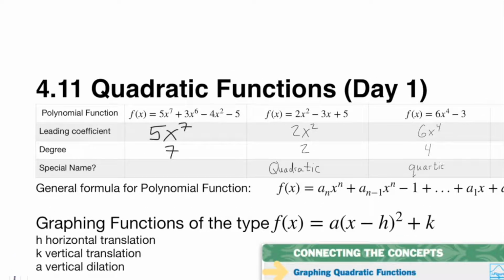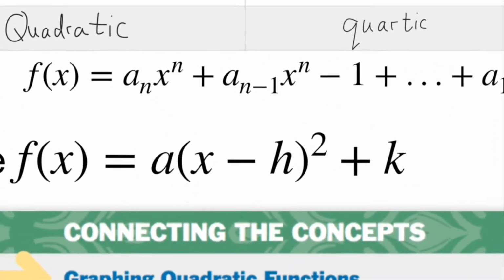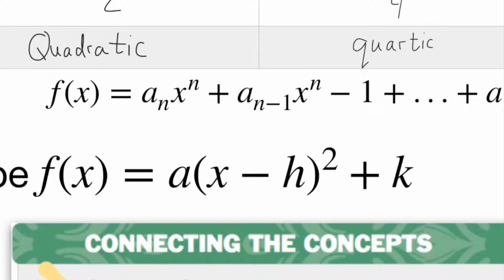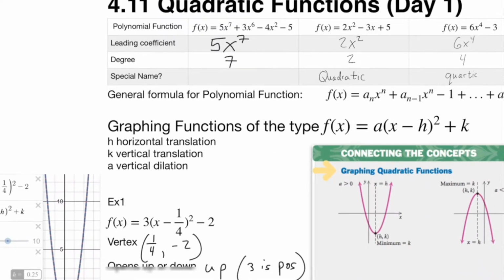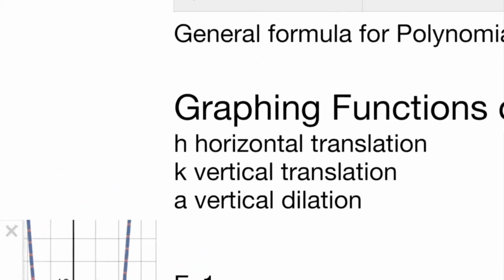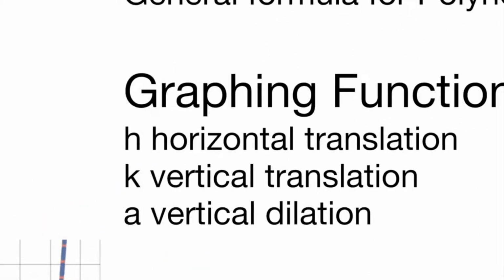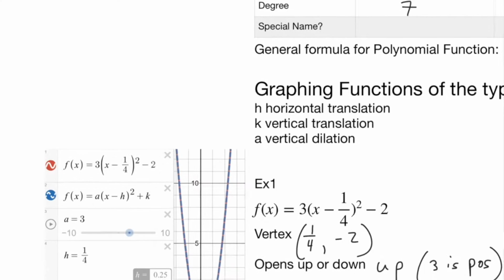Now, if you wanted to graph a function that looks like this, one thing that you might notice, first of all, is that it's basically a parabola that has been transformed. It is x squared, but with a horizontal shift of h, a vertical shift of k, and a vertical dilation of a. Check it out. h is a horizontal translation, k is a vertical translation, a is the vertical dilation.